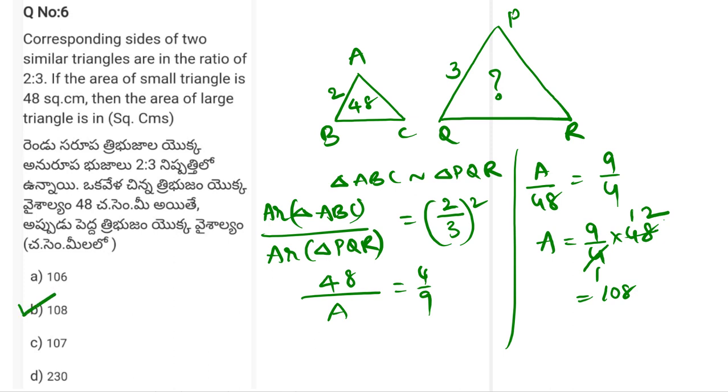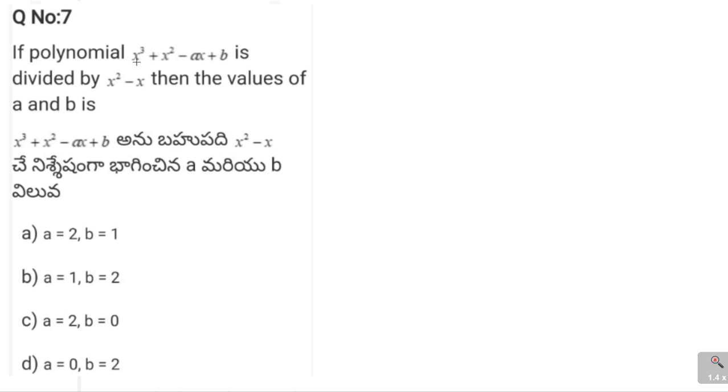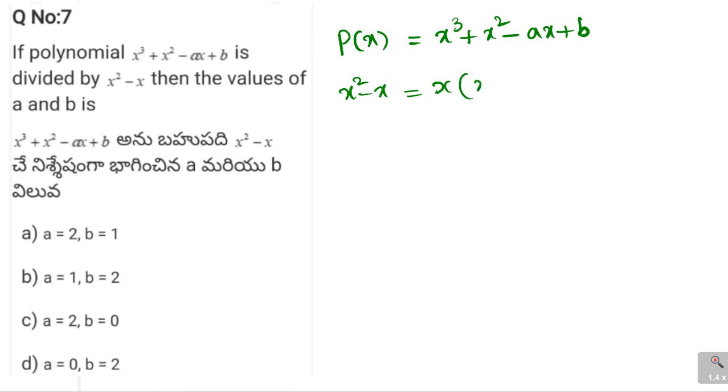Let's go to the next problem. If the polynomial x cube plus x square minus ax plus b is divided by x square minus x, then what are the values of a and b? Here, given the polynomial, let us take p of x equal to x cube plus x square minus ax plus b. This is being divided by x square minus x. Here x square minus x, we can take x common, that will be x times x minus 1.